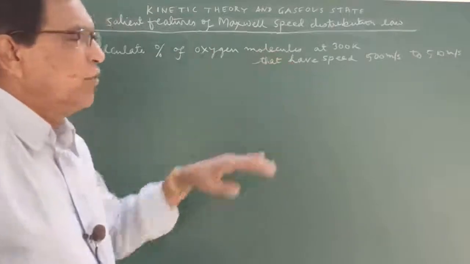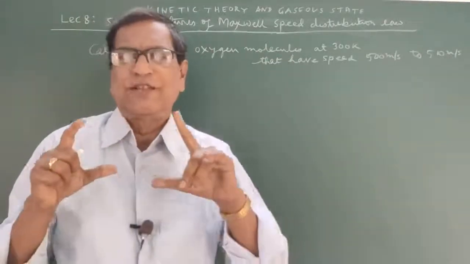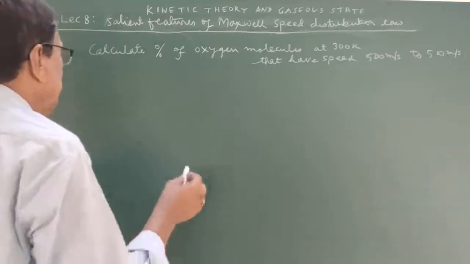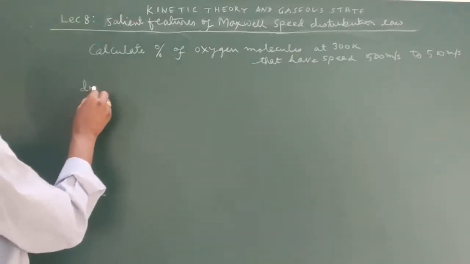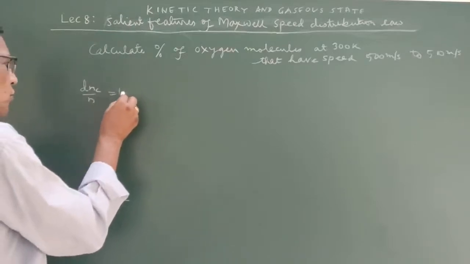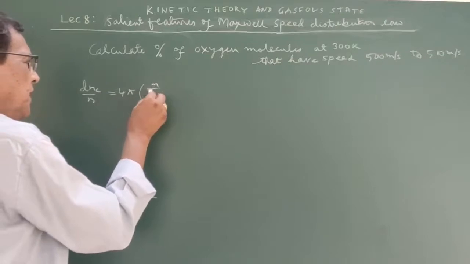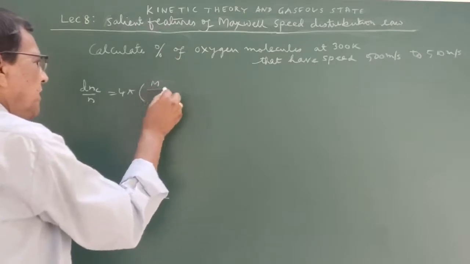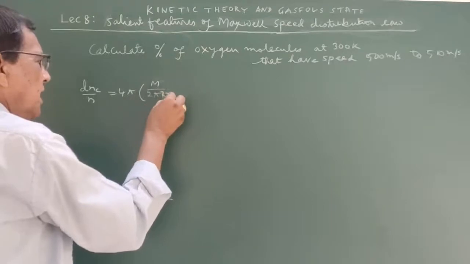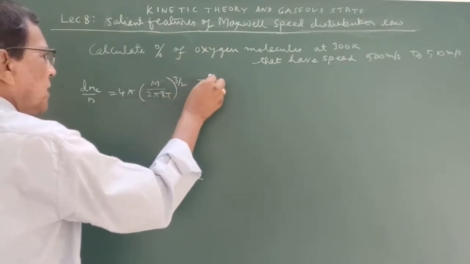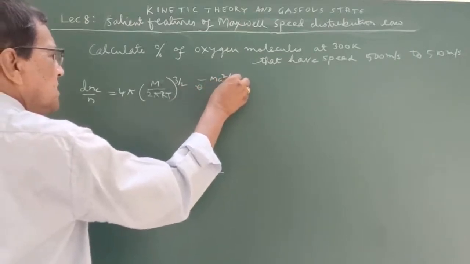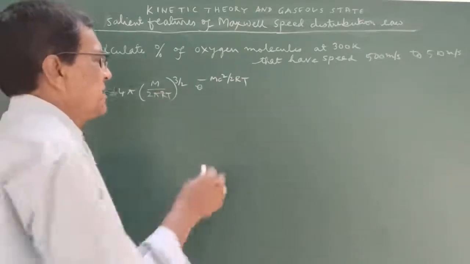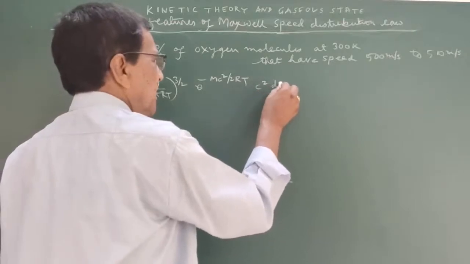This problem has to be solved on the basis of Maxwell's speed distribution formula, and this speed distribution formula is dN_c by N equal to 4 pi times m by 2 pi kT, or we can write capital M divided by 2 pi RT, to the power 3 by 2, e to the power minus mc square by 2RT, times c square dc. M is the molar mass of this gas, R the molar gas constant, T is the temperature, and here it is c square addition.